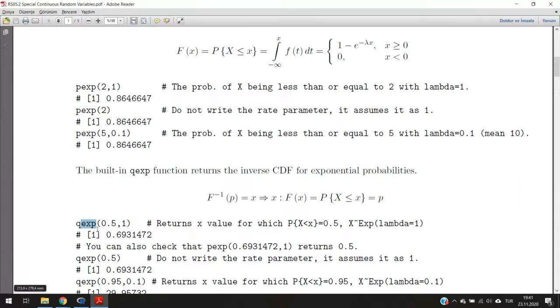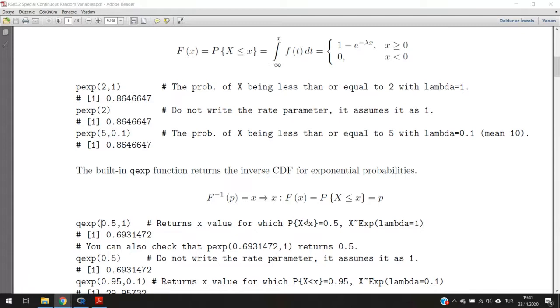Why are we using q? Is it the letter that comes after p in the Latin alphabet? No, actually, q stands for quantile. Quantile means distribution separator. And we are interested in the value which separates the distribution into two parts with 0.5 probability on one side and 0.5 on the other side.